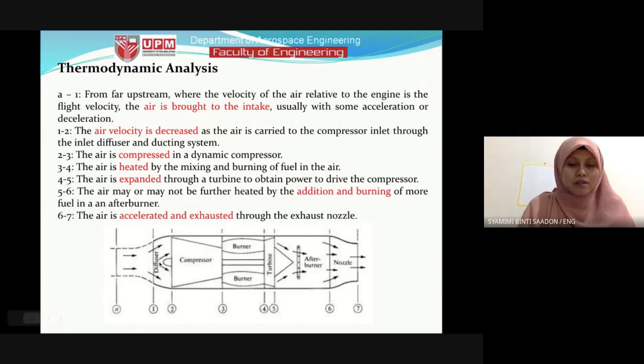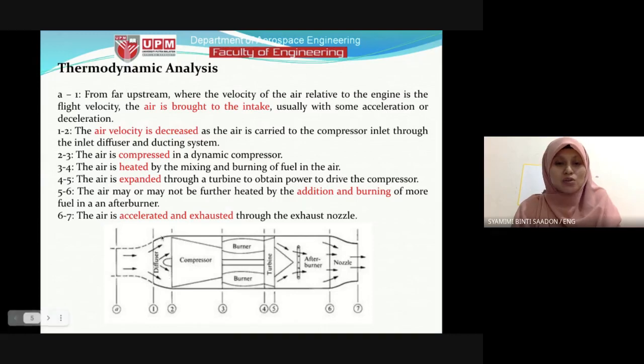The function is the opposite of the nozzle: it decreases, or decelerates, the velocity as the air is carried to the compressor inlet through the inlet diffuser and ducting system. So before entering the compressor, the air velocity will be decreased first. We will decrease the air velocity in the diffuser. That is the function of the diffuser.